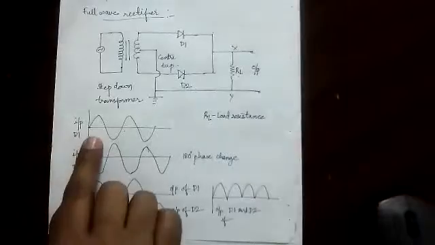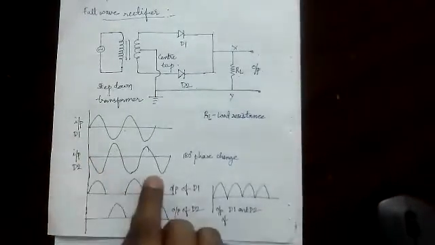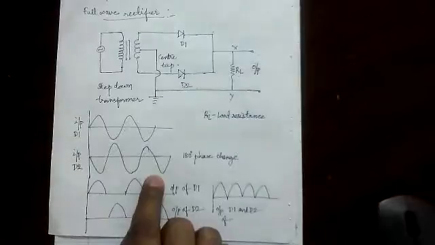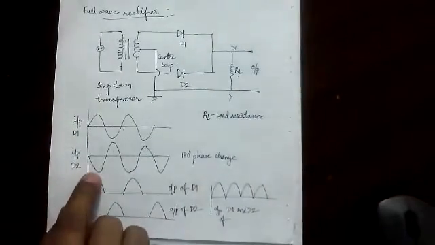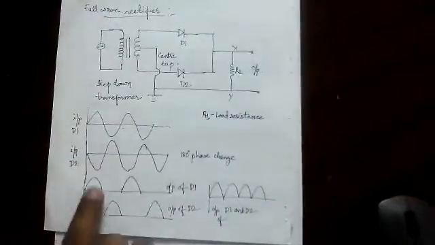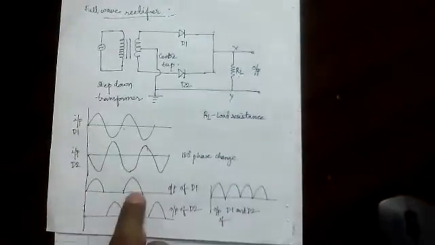So this is the input given to D1, this is the input given to D2. We change the phase by 180 degrees and give it to D2. What is the purpose of that? If you don't give, what will happen? If you don't change, then for both the diodes the output will be the same. This output will not be there, only this output will be there.